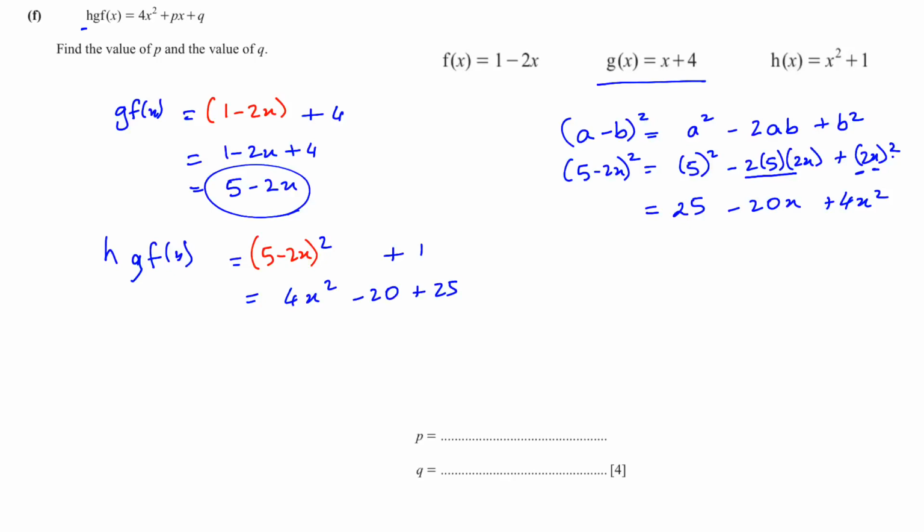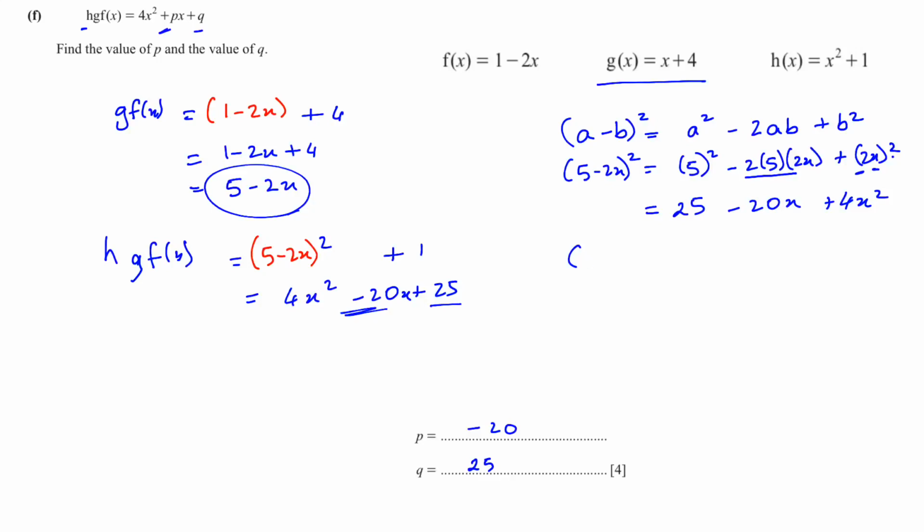So what is our p? The number before x, that is negative 20. And what is the q? The number without x, 25. If you don't know how to use the identity, then we can expand it.